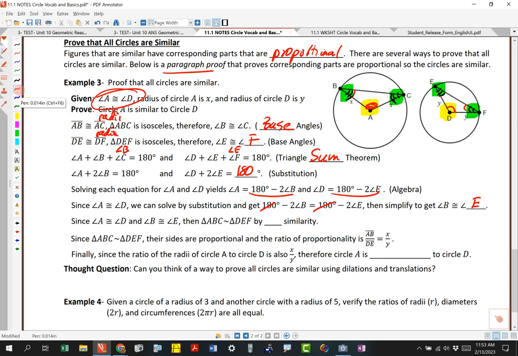So if A and D are congruent, and B and E are congruent, then the triangles have to be similar by angle similarity. And since the triangles are similar, then the sides are proportional. So if we did AB over DE, we'd have X over Y. And that's also the radius over the radius, which is X over Y. So therefore, they are similar.